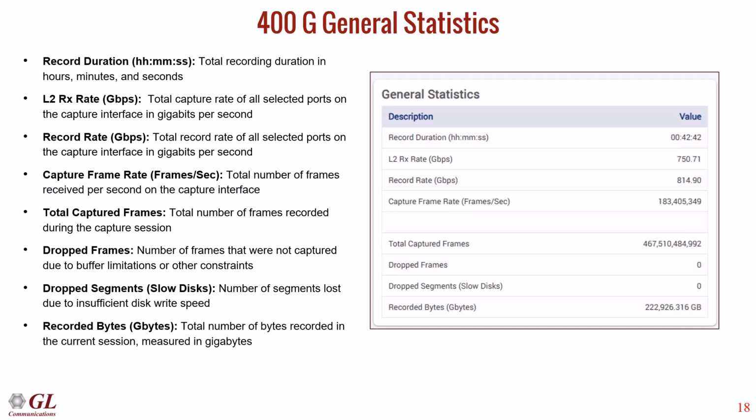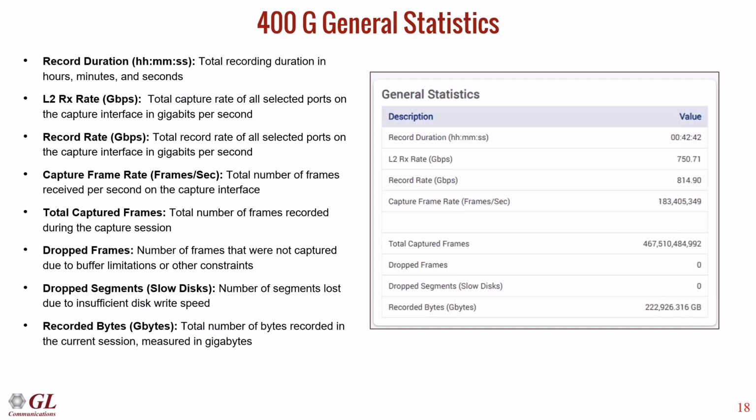So here we're given overall information of how long the recorder has been running, the layer 2 receive rate in gigabits per second, the record rate, which is how fast we're recording to disk. So you'll notice that in this screenshot the record rate is higher than the layer 2 receive rate. That's because there's extra metadata information that we're capturing. So that also gets stored to disk. So that number will be a little bit higher than the layer 2 receive rate.